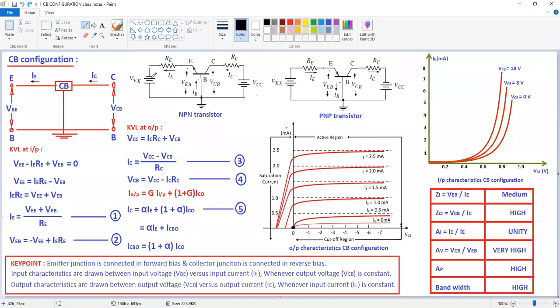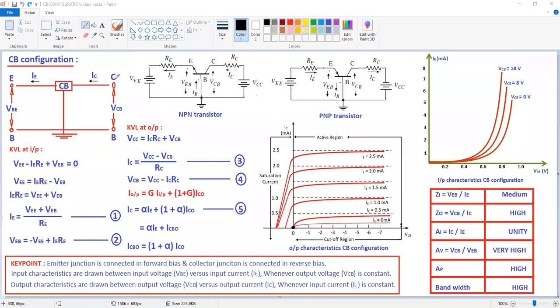Now here, if you travel in clockwise direction in the input circuit, VEE is a voltage drop, across the resistor also there is a voltage drop, and across VEB also a voltage drop. These all are voltage drops. So I am writing this equation as algebraic sum of the voltage rises is equal to the algebraic sum of the voltage drops. Whereas voltage rises are not there, so I am keeping it as 0.